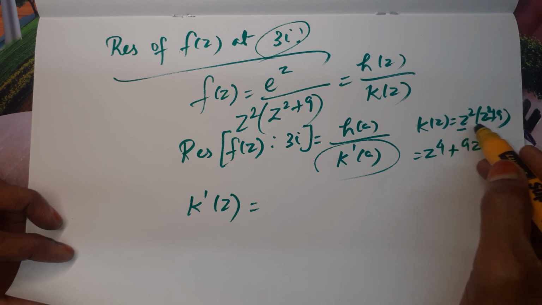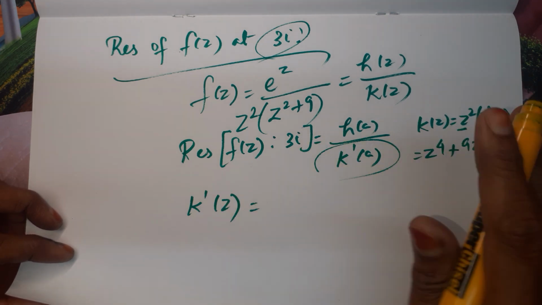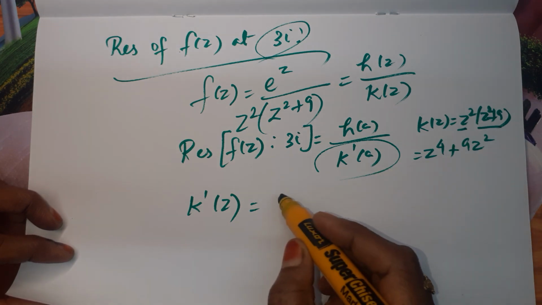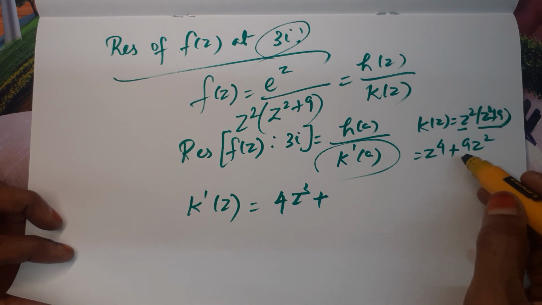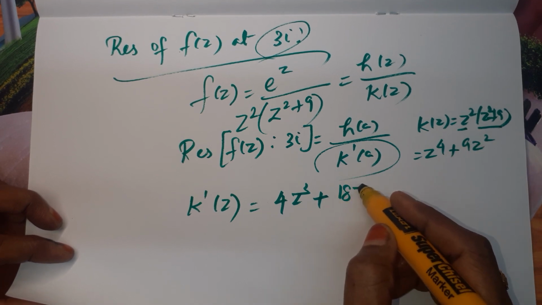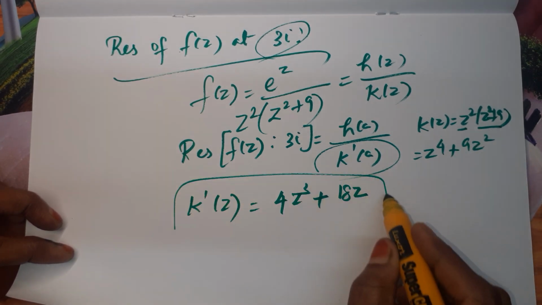So multiplication, we don't need to keep it like this. We do this to avoid the uv method. So if you differentiate, 4z cube plus 9 into 18z. Okay. So this is k dash of z.